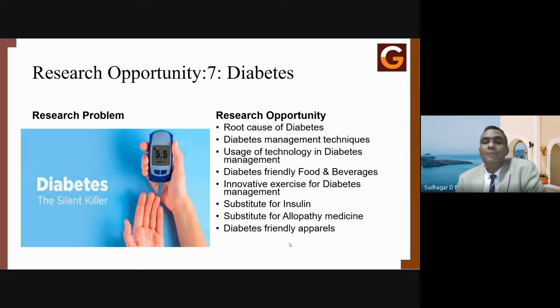How about diabetes-friendly apparel? It's not just about food or drugs. It's not about just exercise. Is it possible for you to come out with a fabric which helps you to regulate the insulin production in your body? That also could be one of the interesting opportunities for research.